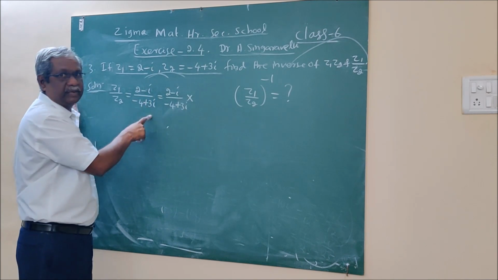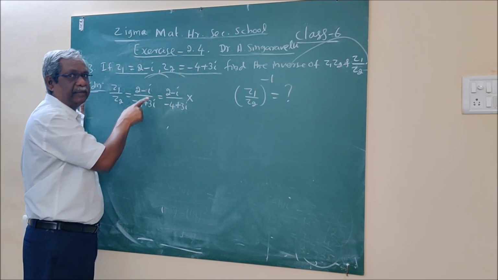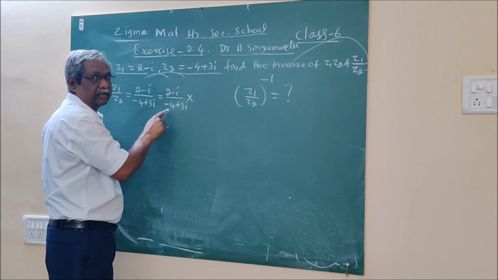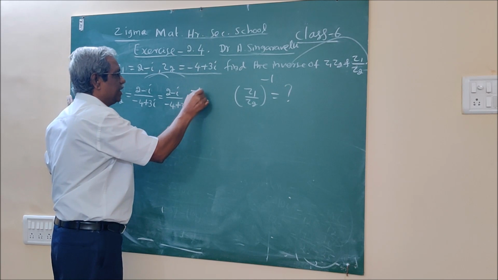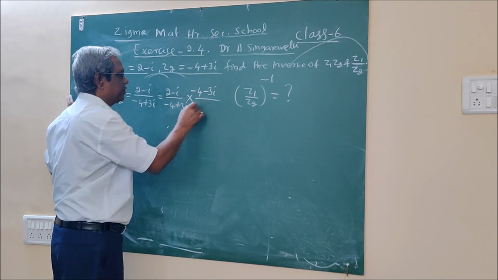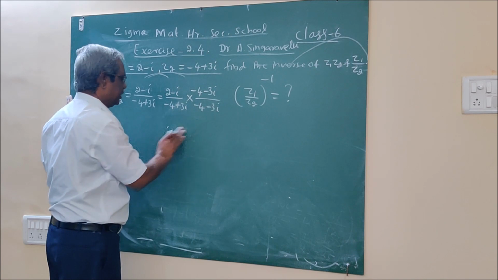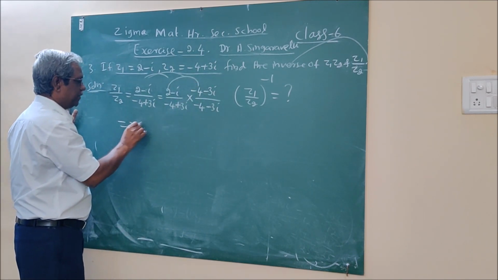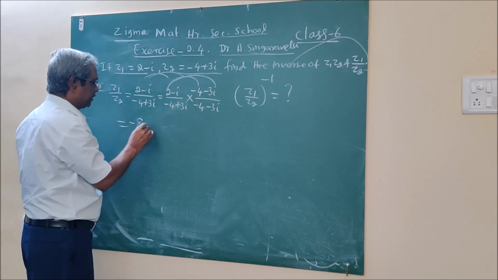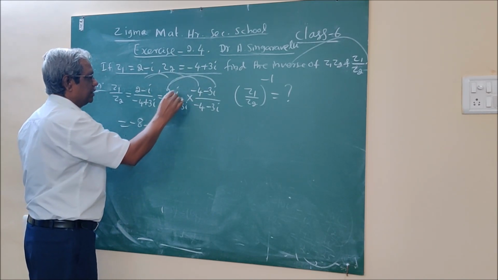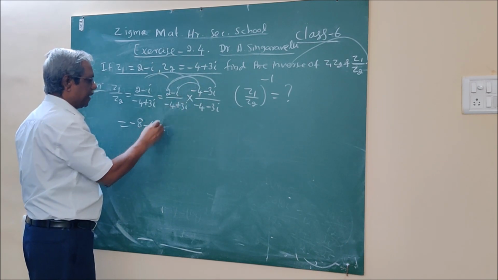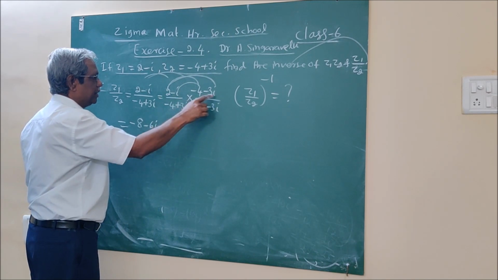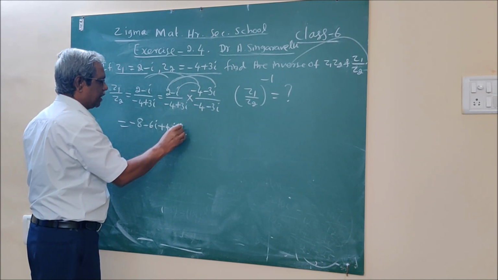The division of complex numbers: numerator one complex number, denominator one complex number. Find the conjugate of the denominator, minus 4 minus 3i. Multiply both numerator and denominator by its conjugate, minus 4 minus 3i. Multiply 2 into minus 4 is minus 8. 2 into minus 3i is minus 6i. Minus 4 into minus i is plus 4i. Minus into minus plus, i square is minus 1, therefore minus 3.